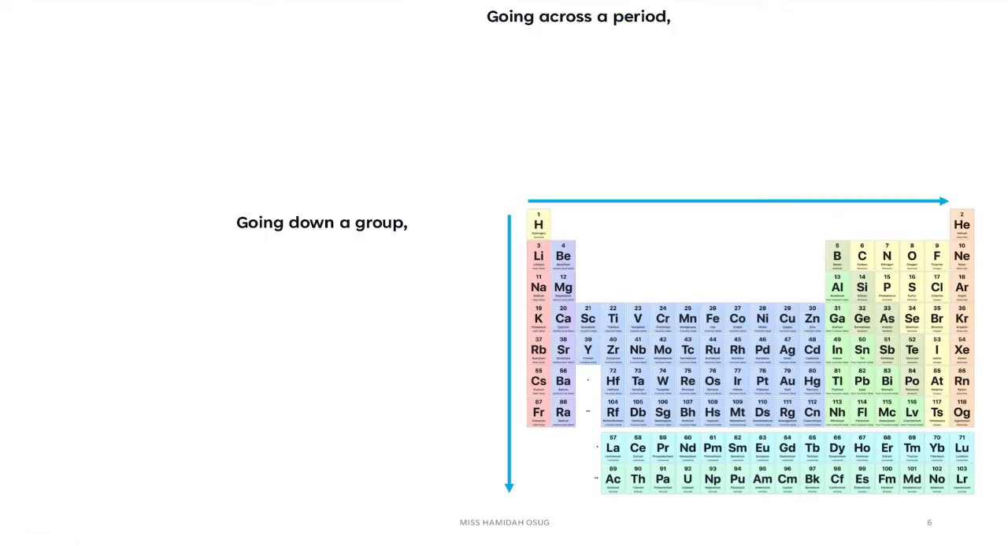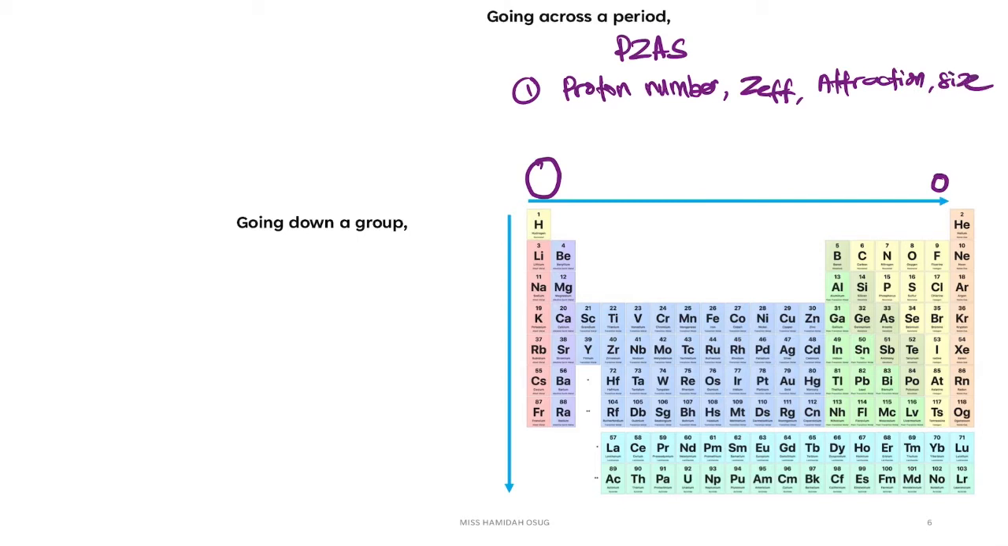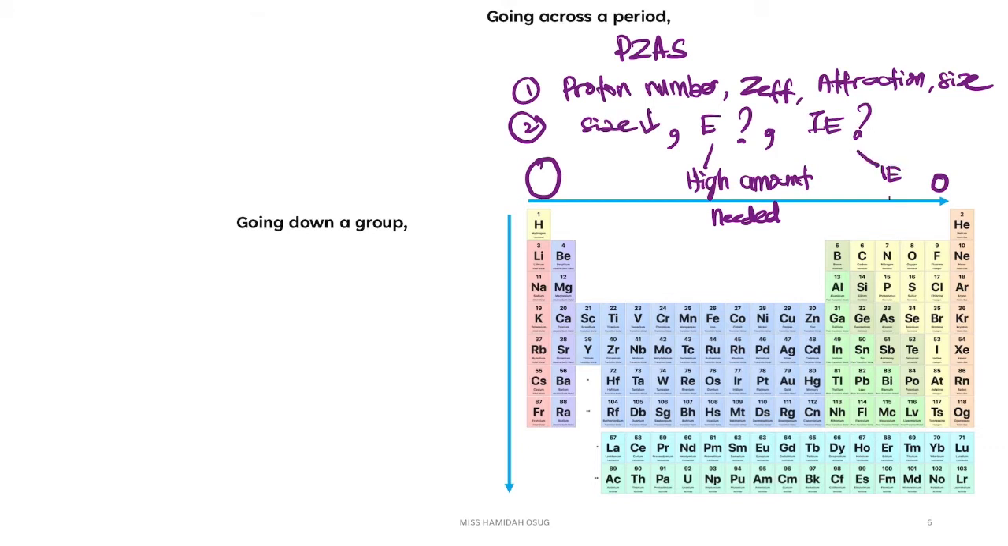As we go across the period, we know that the size of the atom will be decreasing. What is the reason for this? To explain, we are using the PISA. When we go across the period, the proton number will increase, the Zeff will be increased, and the attraction forces will be increased. This will cause the size of the atom to become smaller. So when the size of the atom becomes smaller, a high amount of energy is needed to remove the electron. Therefore, the ionization energy will be increasing when we go across the period.